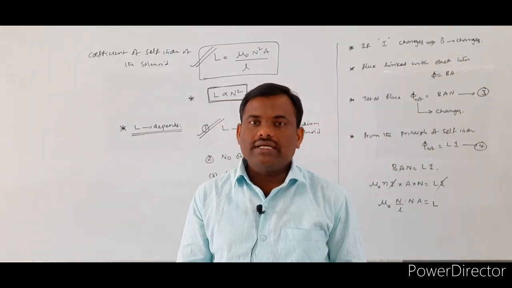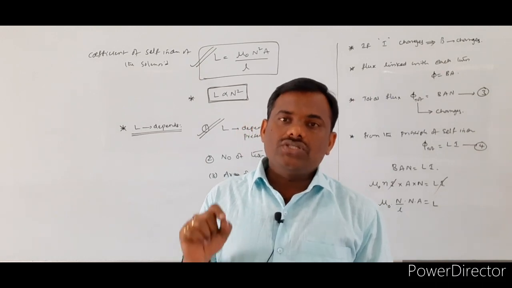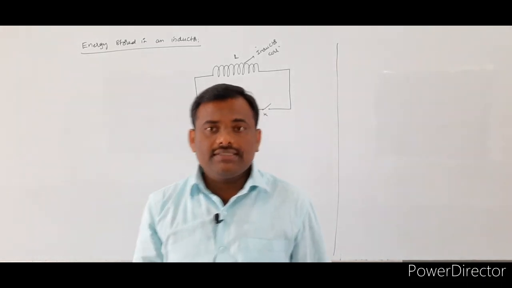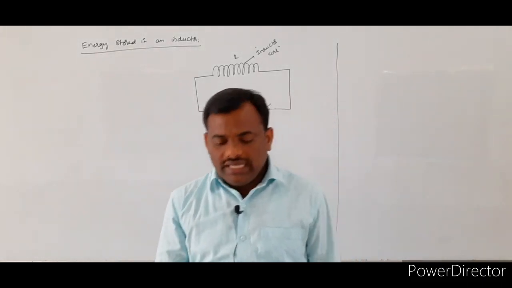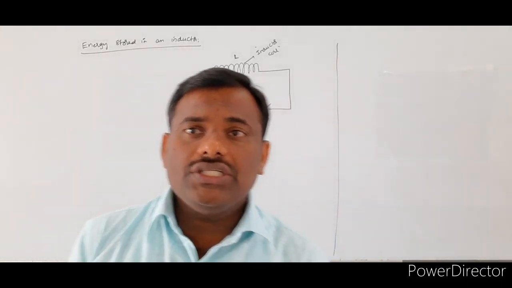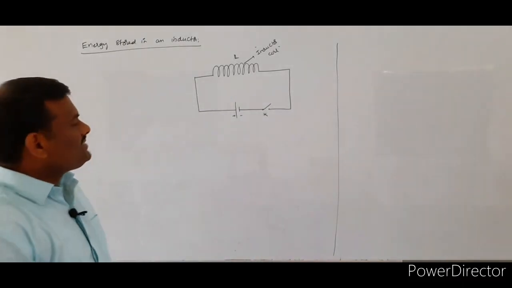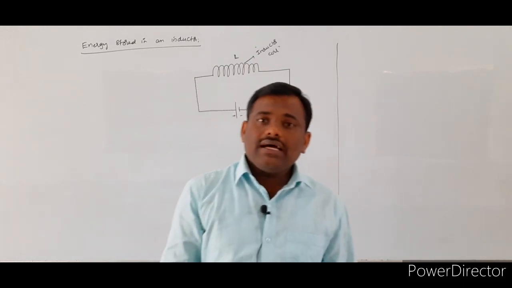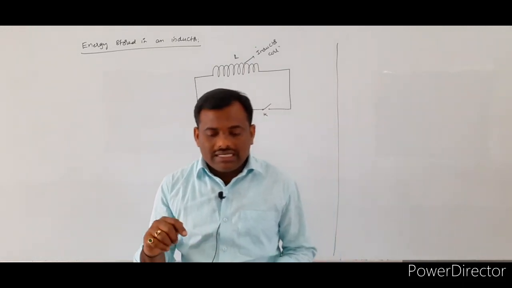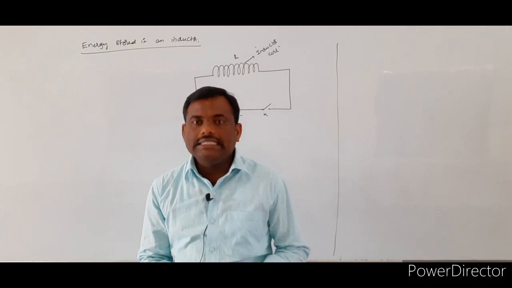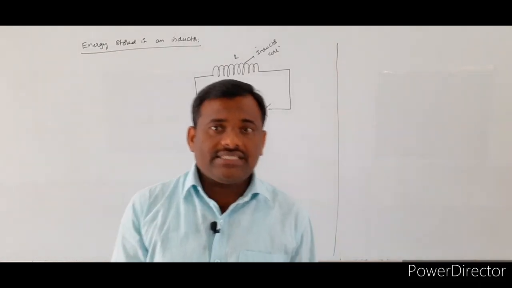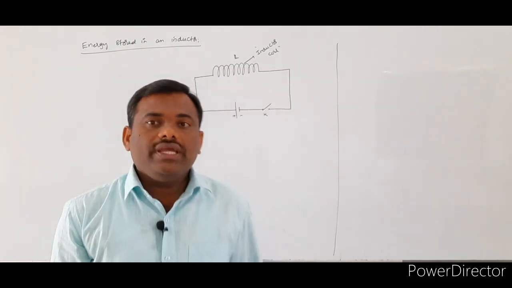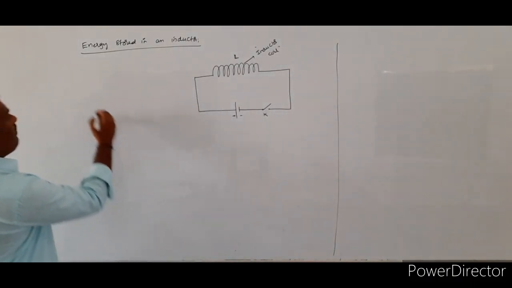So this is about self-induction of a solenoid. Next topic is the energy stored in an inductor coil. Already we told, in the case of self-induction, whenever a current passes through a conductor coil or a solenoid, an induced EMF will exist. That induced EMF we call a back EMF.